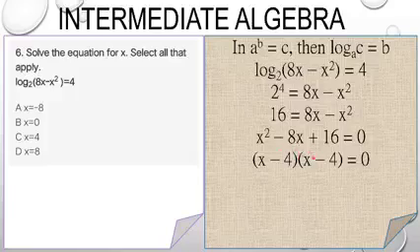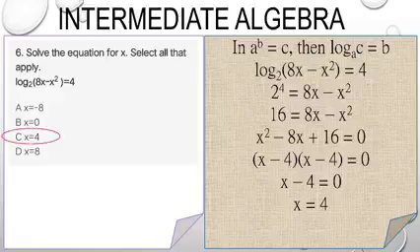Okay? Therefore, the only roots na meron tayo sa ating equation na to is x minus 4 is equal to 0. To find the value of x, the negative 4, ililipat sa kabila magiging positive. Thus, the only answer for number 6 is letter C. X is equal to 4. So, yung value ng x is equal to 4.